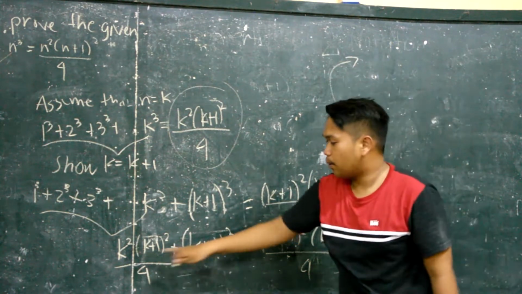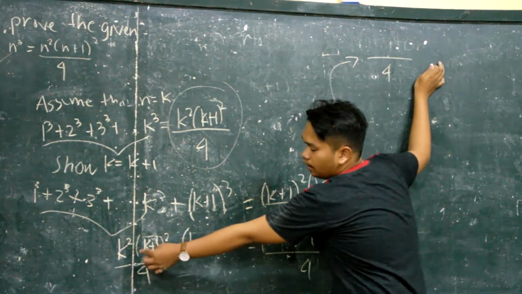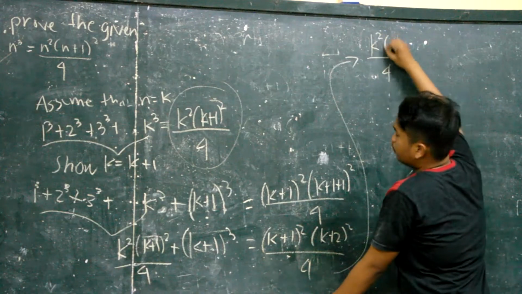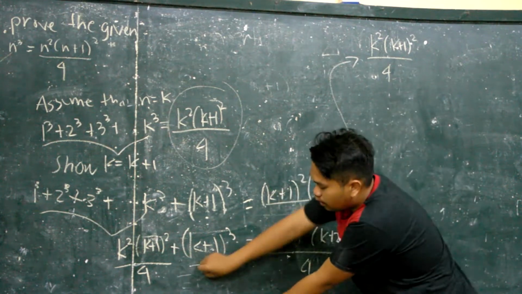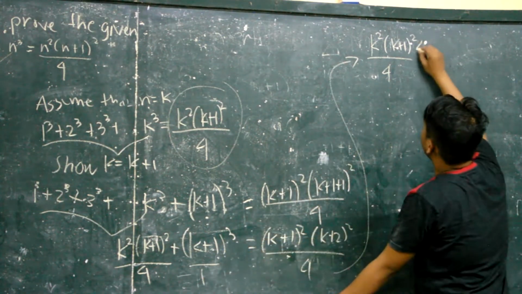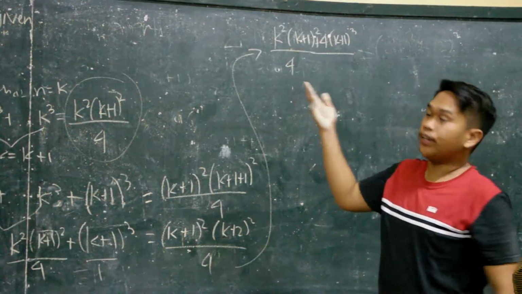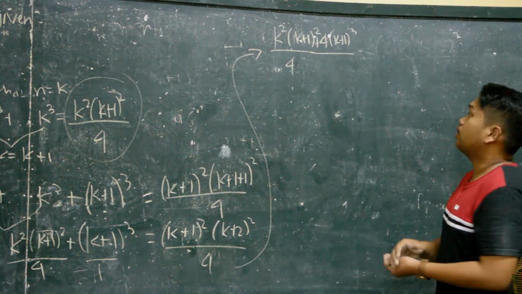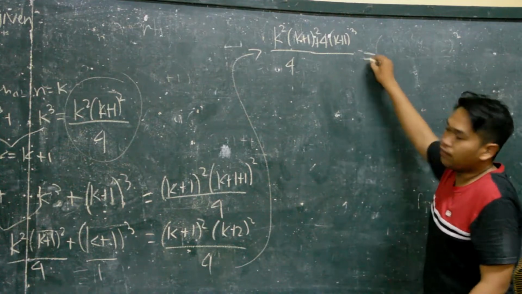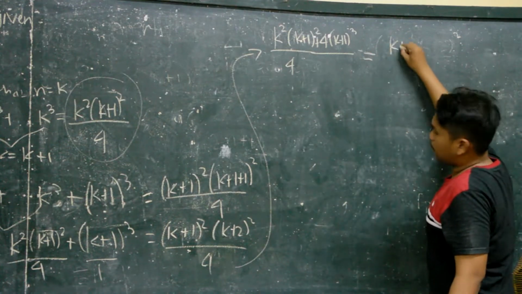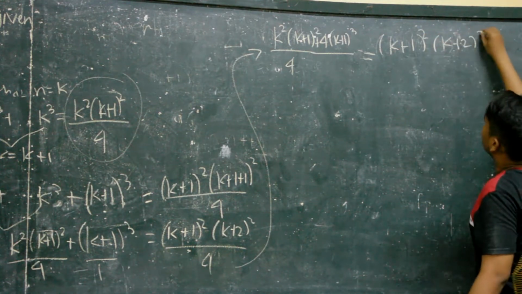The LCD of both of these is 4. So over 4, 4 divided by 4 is 1. So 1 times this value is the same, k squared times k plus 1 squared. 4 divided by 1 is 4. So 4 times this is plus 4 times k plus 1 cube. So k squared times k plus 1 squared plus 4 times k plus 1 cube, over 4, should equal k plus 1 squared times k plus 2 squared all over 4.